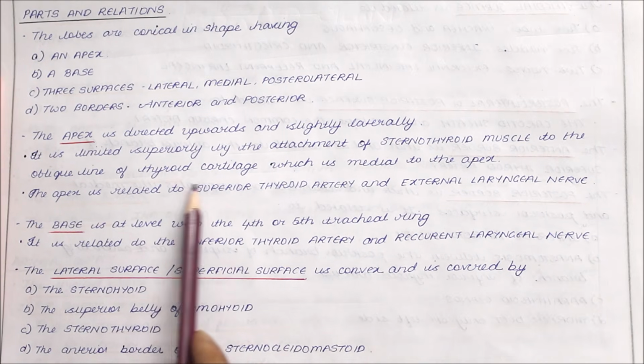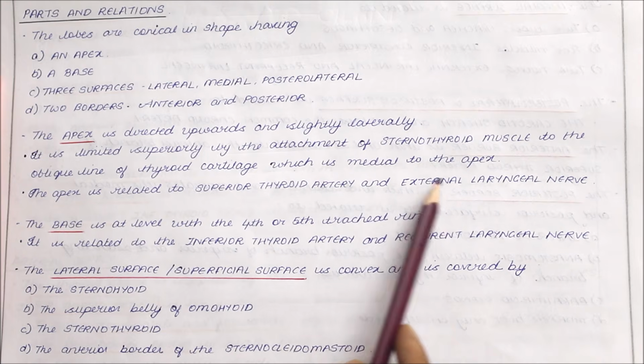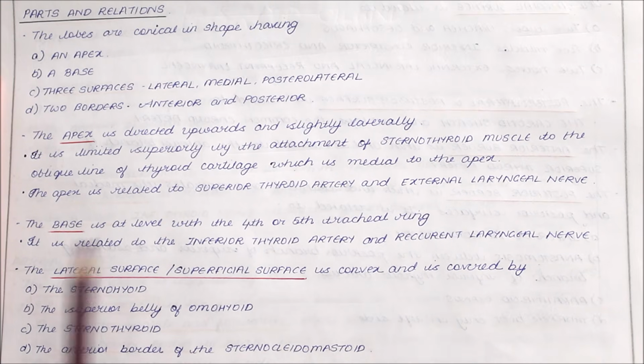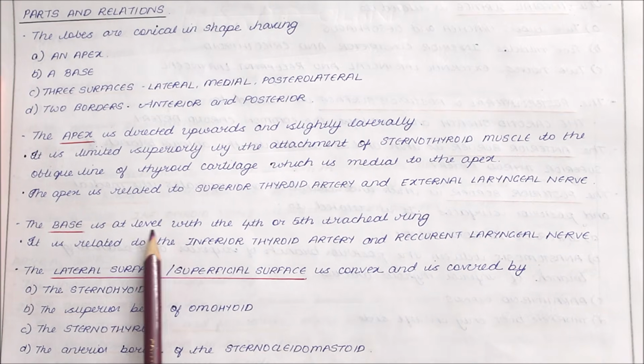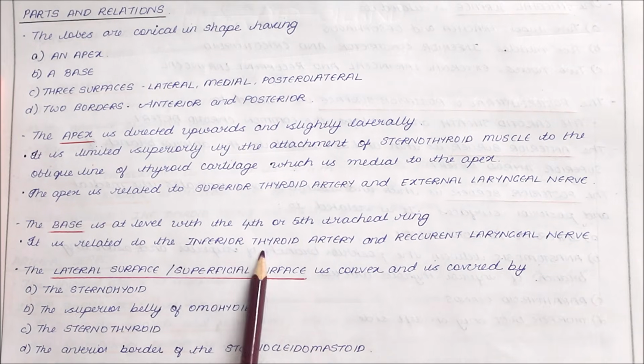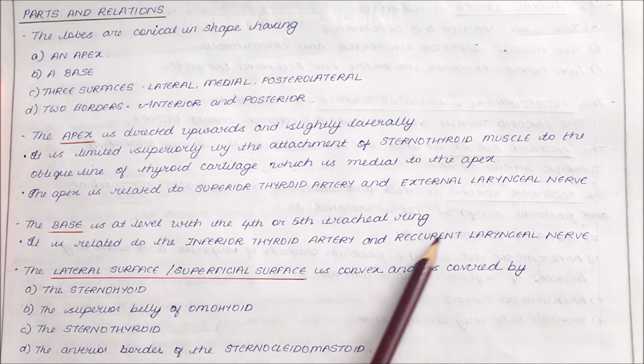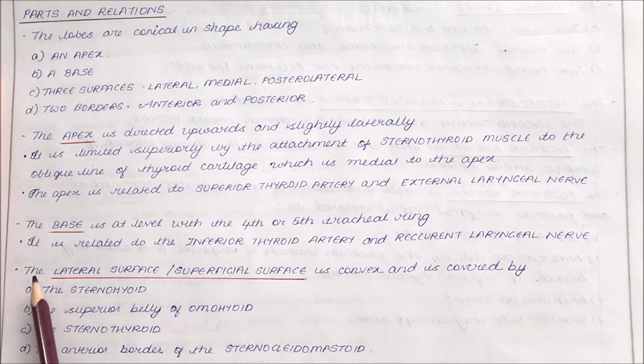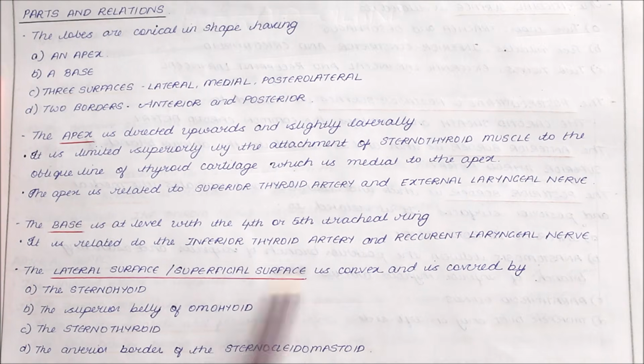The apex is related to the superior thyroid artery and external laryngeal nerve. The base is at the level with the 4th or 5th tracheal ring. It is related to the inferior thyroid artery and recurrent laryngeal nerve. The lateral or superficial surface is convex and is covered by the sternohyoid muscle, the superior belly of the omohyoid, the sternothyroid and the anterior border of the sternocleidomastoid muscle.